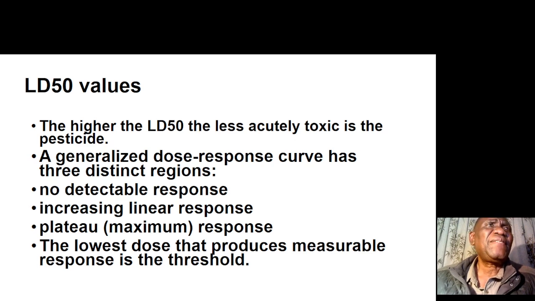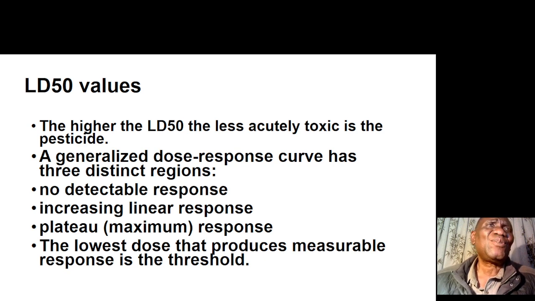So LD50 values actually give us an indication of how toxic the pesticide is. The higher the LD50, the less acutely toxic is the pesticide. If you get low numbers, that's a very, very dangerous product. And the precautions should be taken seriously.